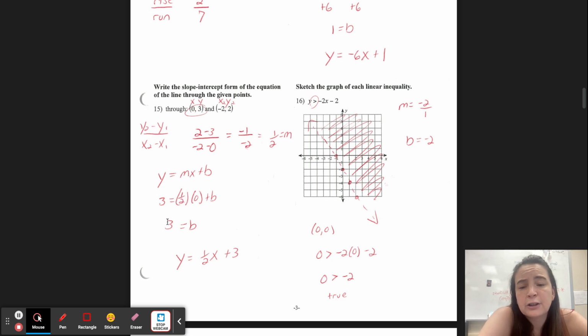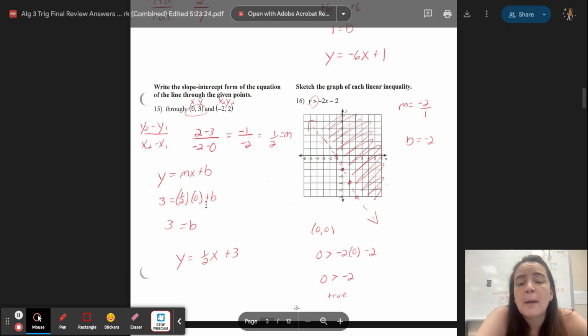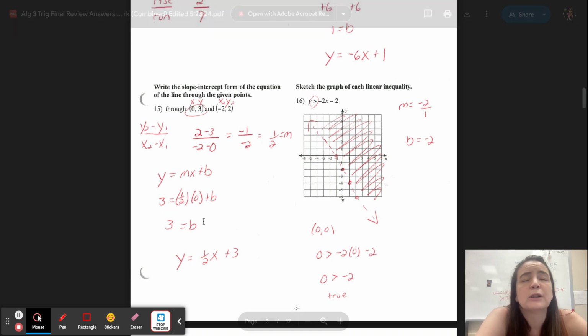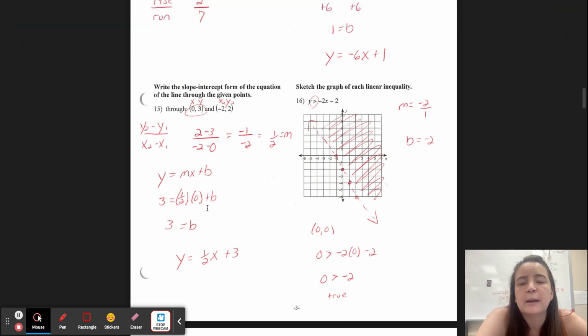So if you knew that and you could just figure out that b is 3 already, you're more than welcome to do that. But if we did not have that specific point, we would still be able to pick this point too and plug it in and get b equals 3. It doesn't matter which point you plug in for x and y, you just have to make sure that you solve and get what the y-intercept is.